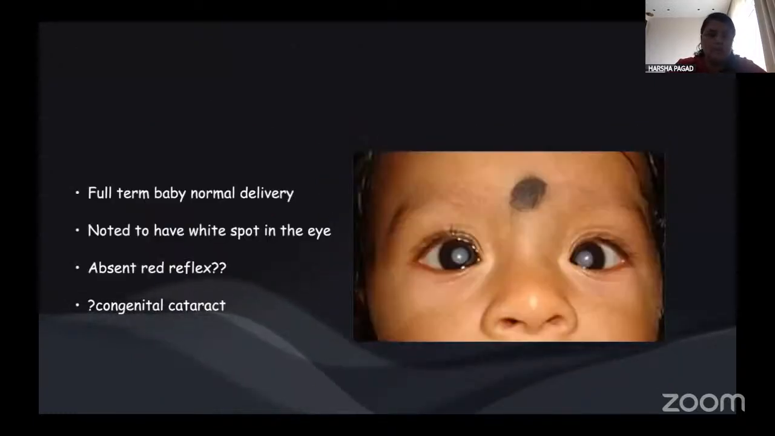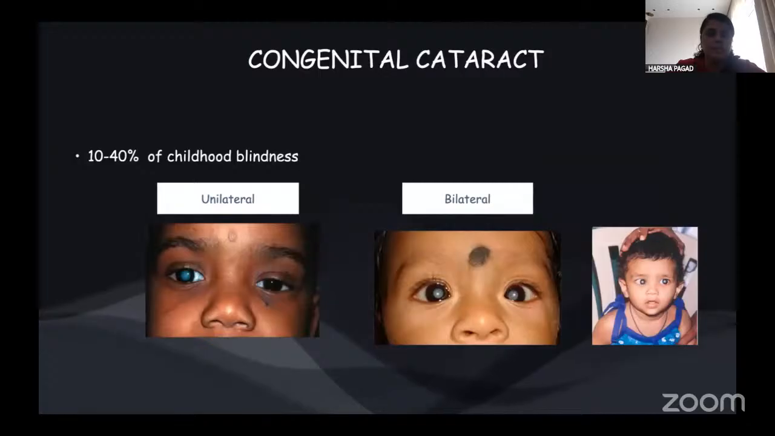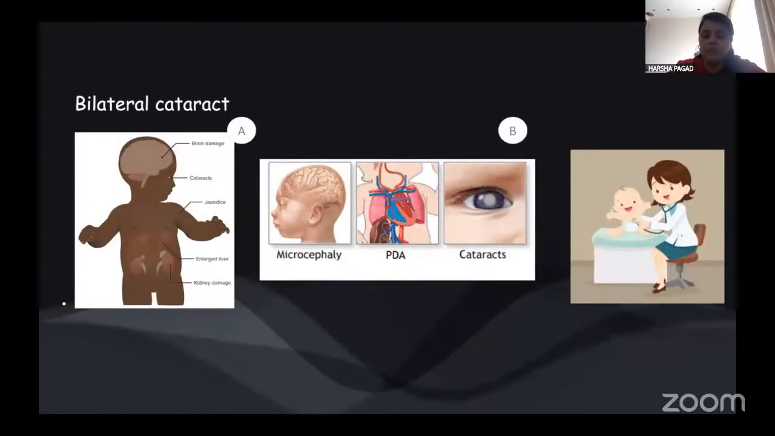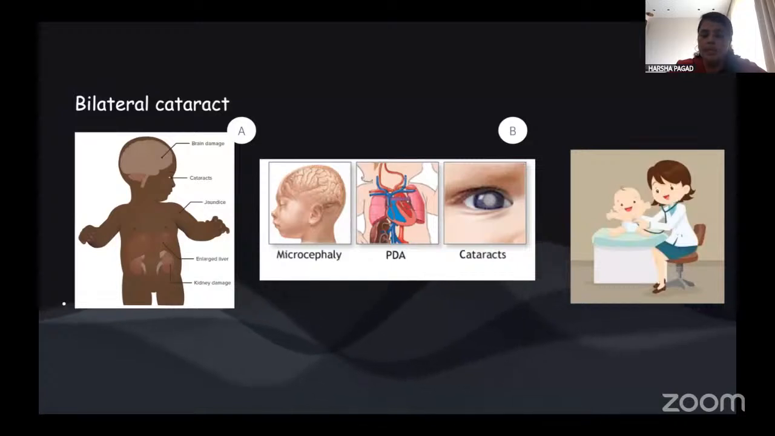The next scenario is of a full-term baby with normal delivery, noted to have a white spot in the eye with absent reflex. So what is this? Is it congenital cataract? Congenital cataract comprises 10 to 40% of childhood blindness. It could be unilateral or bilateral. It could be a part of syndromic association like inborn errors of metabolism such as galactosemia. It could be seen with PDA and deafness, that is a part of congenital rubella syndrome.